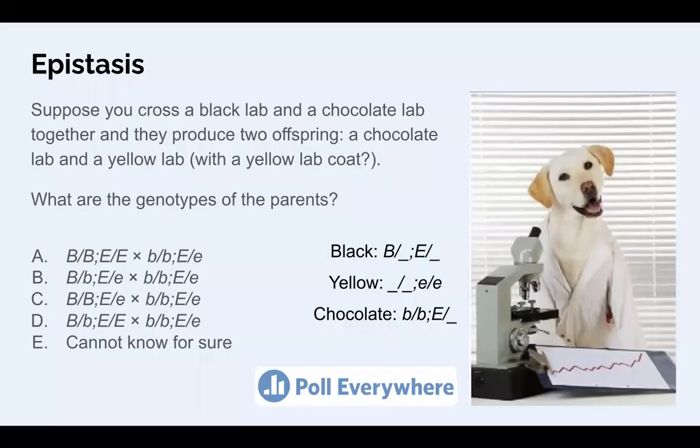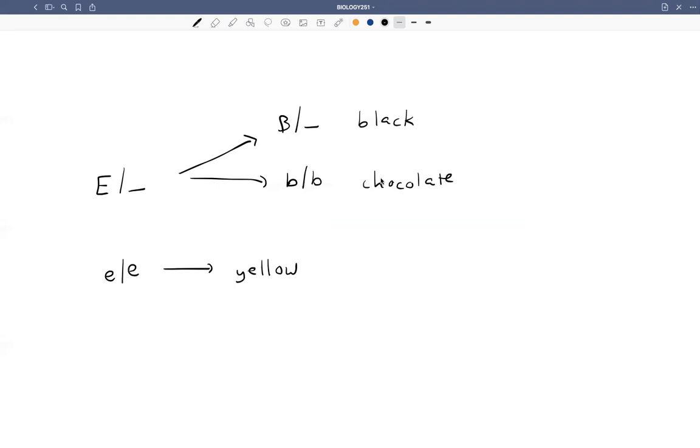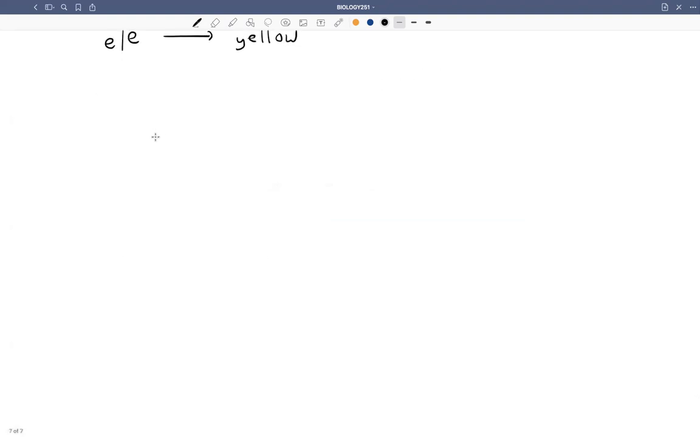So let's do an example here. We've got a lab in the lab for us to help us with this one. Suppose you cross a black lab and a chocolate lab, and they produce a chocolate lab and a yellow lab. All right, so let's see if we can draw this out for a starter. Black lab by chocolate lab.